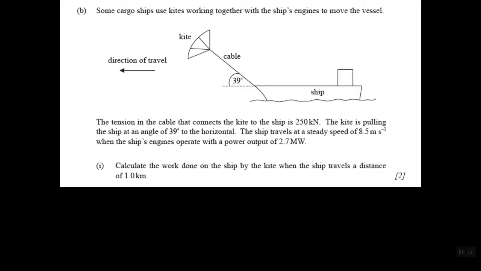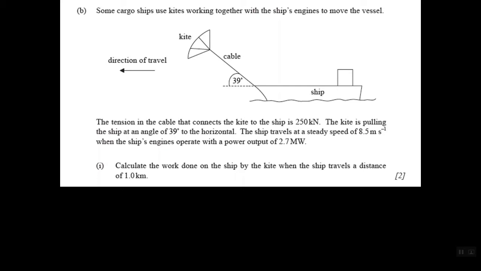B. Some cargo ships use kites working together with the ship's engine to move the vessel. The tension in the cable that connects the kite to the ship is 250 kilonewton. The kite is pulling the ship at an angle of 39 degrees to the horizontal. The ship travels at a steady speed of 8.5 meters per second when the ship's engine operates with a power output of 2.7 megawatt. Calculate the work done on the ship by the kite when the ship travels a distance of 1 kilometer.